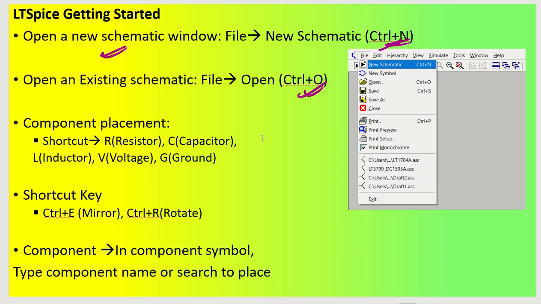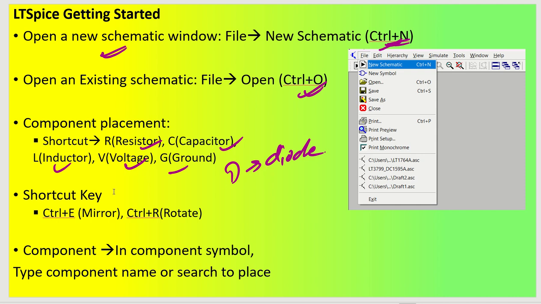If you want to place some components, you can use shortcuts like R for resistor, C for capacitor, L for inductor, V for voltage, G for ground, even D for diode. Like that you can keep on going. Each of the different components can be placed just by pressing the keys on the keyboard, that is R for resistor, C for capacitor, something like that.